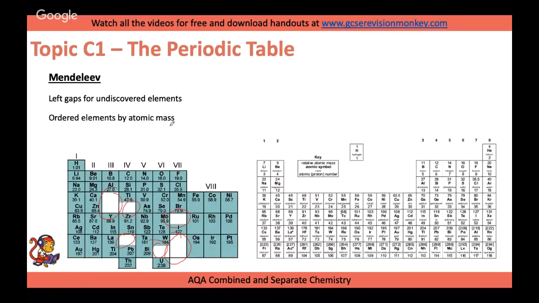He ordered them by atomic mass, okay? But he moved some of them if the properties fitted better. So mostly they ordered by atomic mass, but if the properties fitted better, he might have moved them around a little bit.